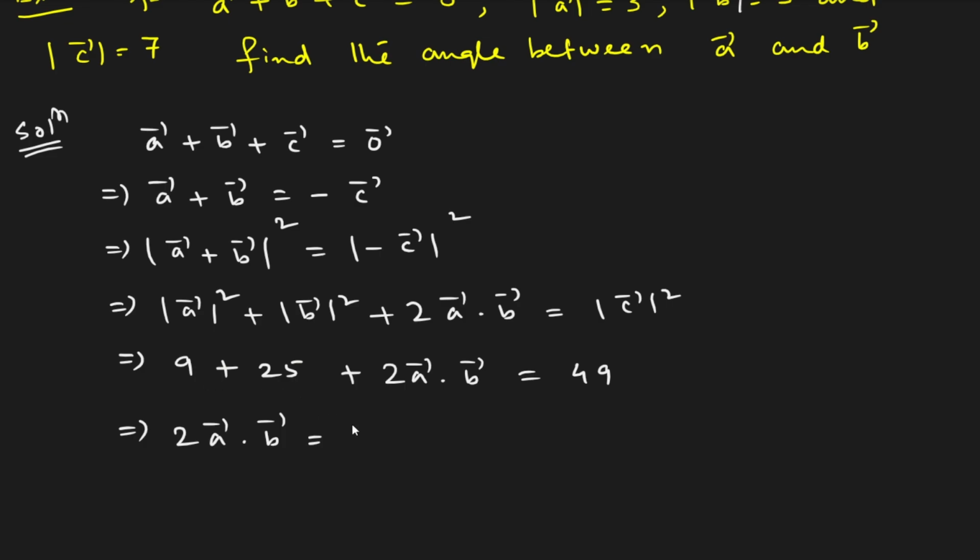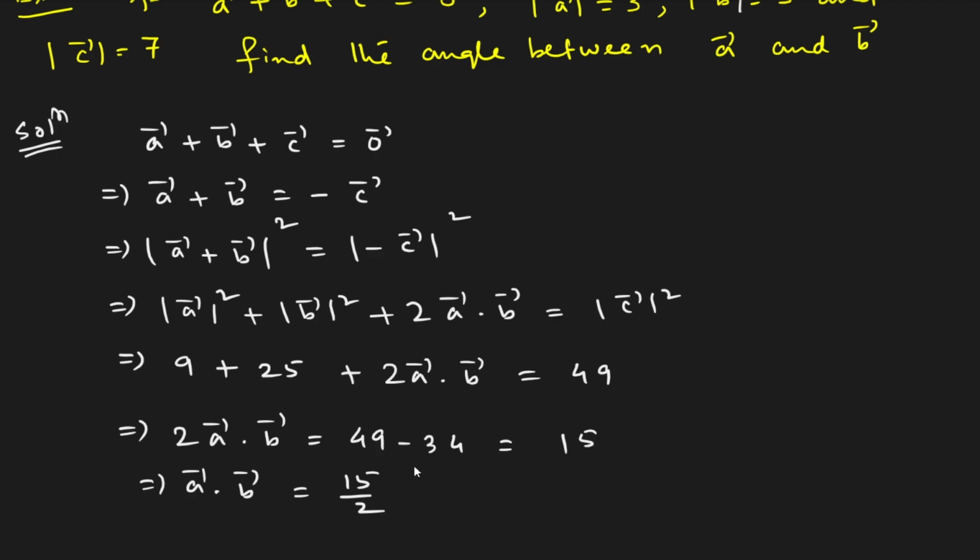25 is 34. So 49 minus 34, so it will be 15. This implies a bar dot b bar is equal to how much? It is 15 by 2. So this is our a dot b.